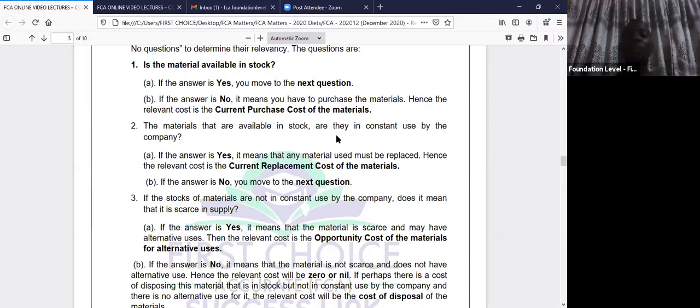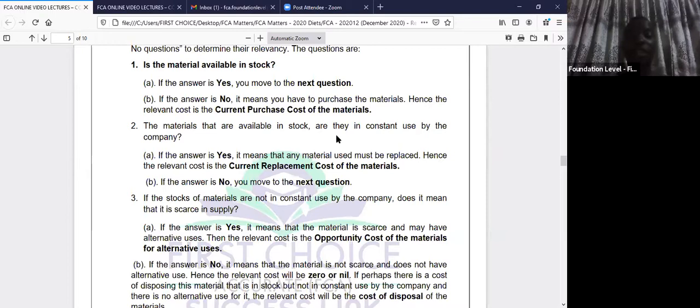Let's say you bought it before. Maybe you bought the 50 kg before at 35,000. So you see the words I use. You bought, past tense, before at 35,000. Now that's a sunk cost. You don't use sunk cost because it is not relevant. Historical cost is not relevant.